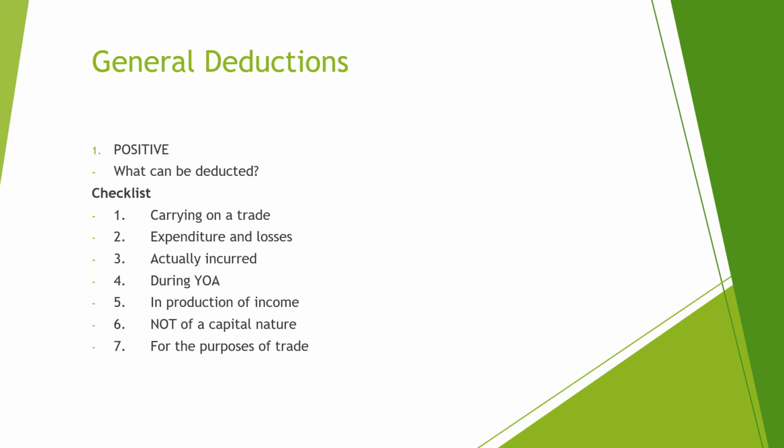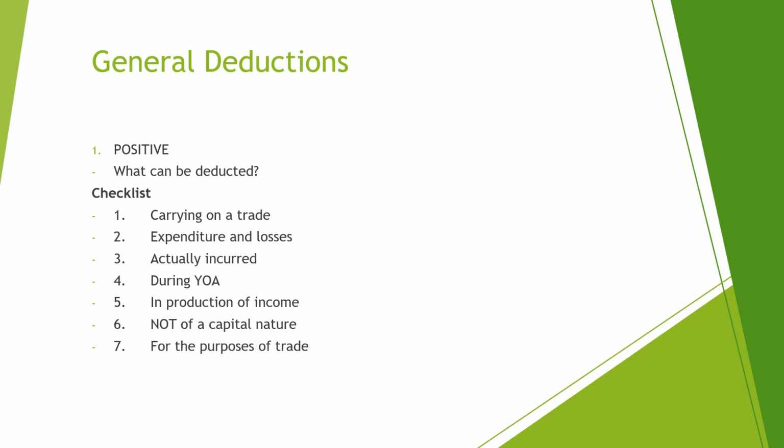You cannot include foreseeable expenses in your deduction, right? So if you're expecting to incur a certain amount in year 2022, you cannot include it here in 2020 because you have not incurred it. You are just expecting. During the year of assessment, you cannot bring previous years' expenditure into a current year of assessment.